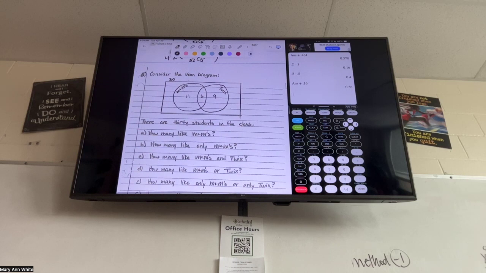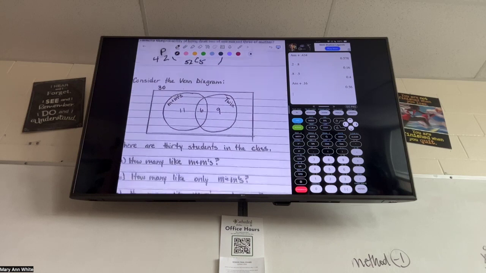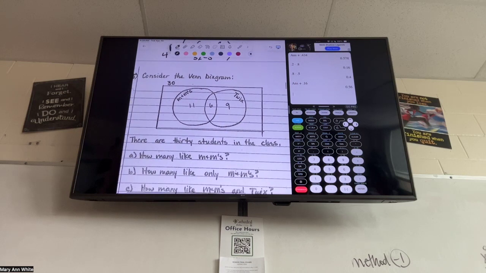You guys have seen Venn diagrams before, right? I'm not the first person teaching you this, right? Okay. So let's see what this means. I have this Venn diagram. It says that there are 30 students in this class. So tell me, how many students like M&Ms? 17. Okay, I heard a change of answers and we decided on 17.